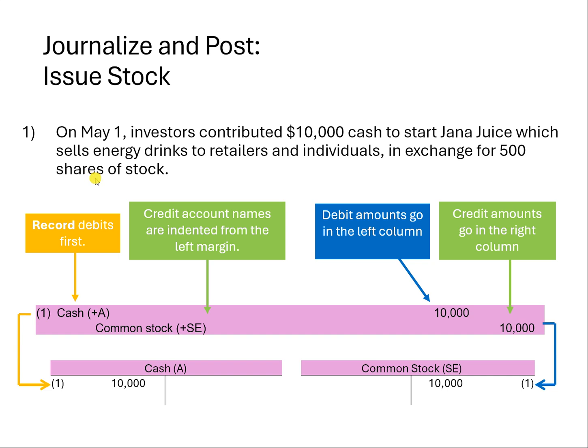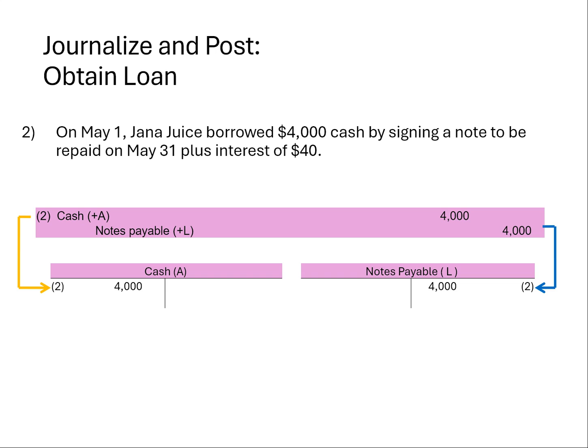Alright, so I've explained the rule of debit and credit, and why they are indented. So let's quickly go through the other transactions. Right, borrow money by signing a note.